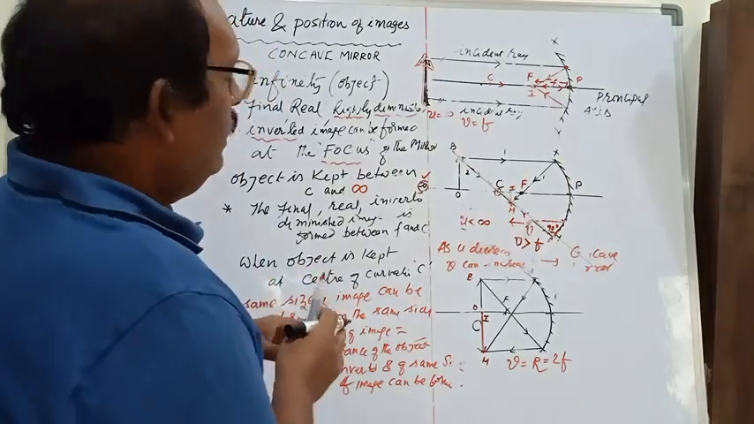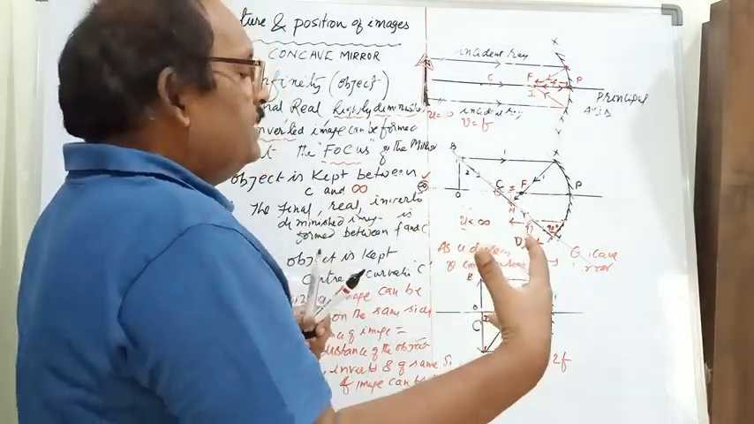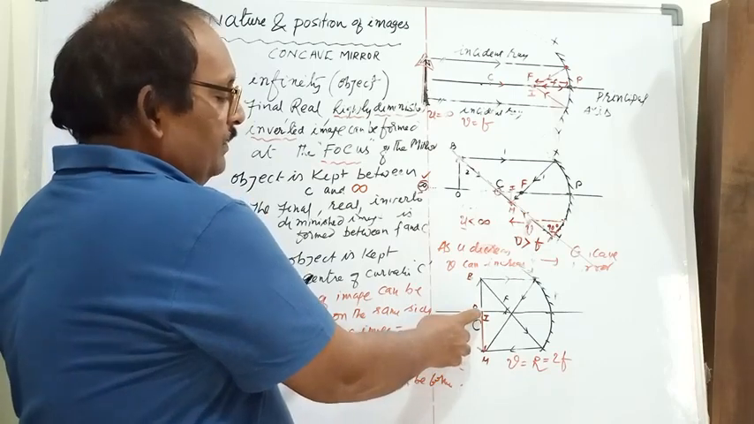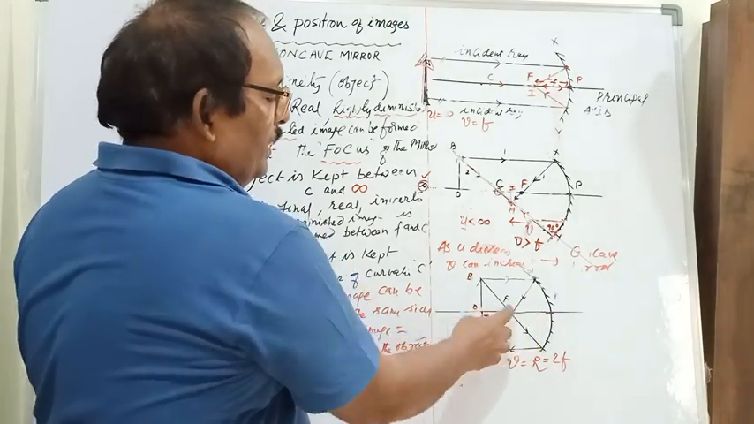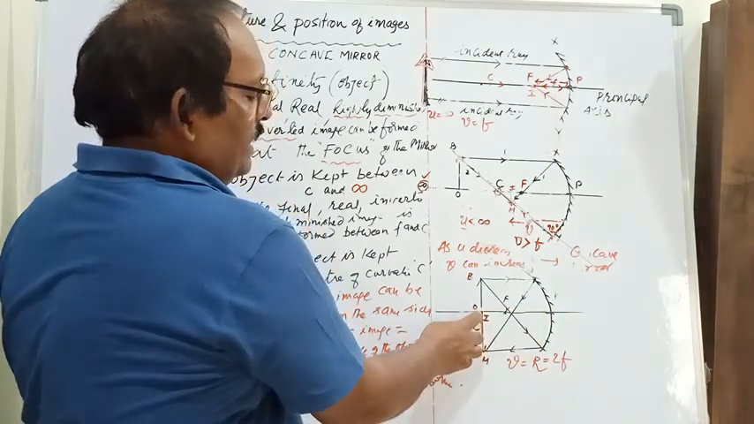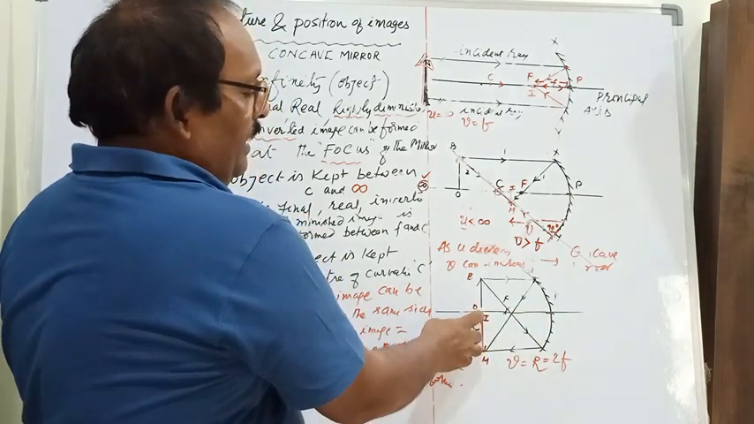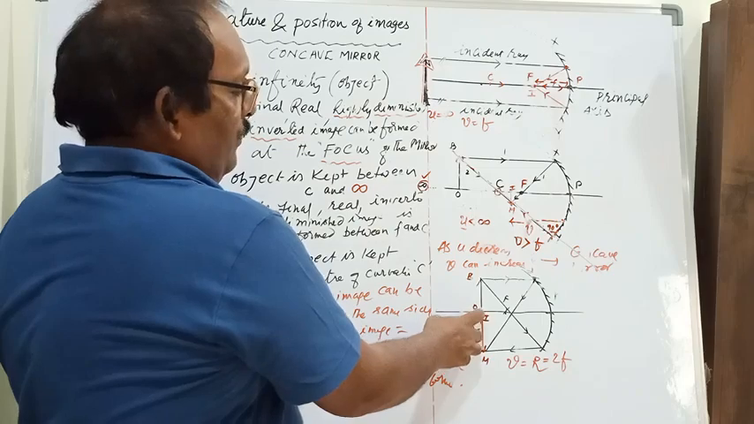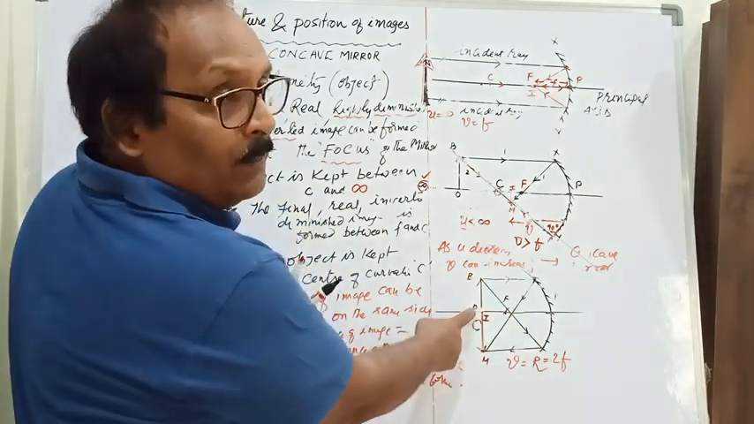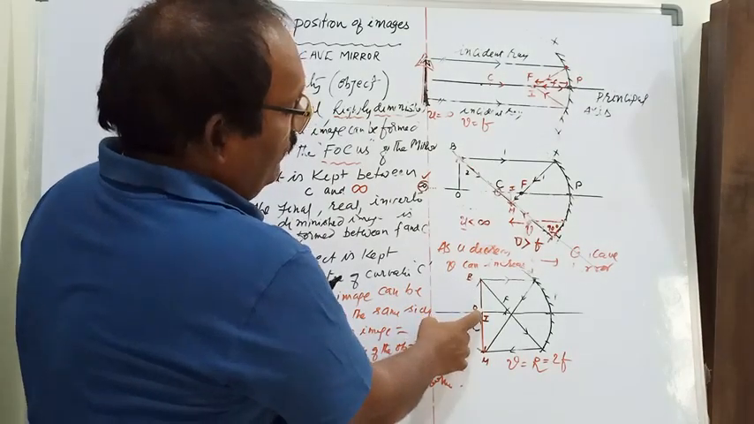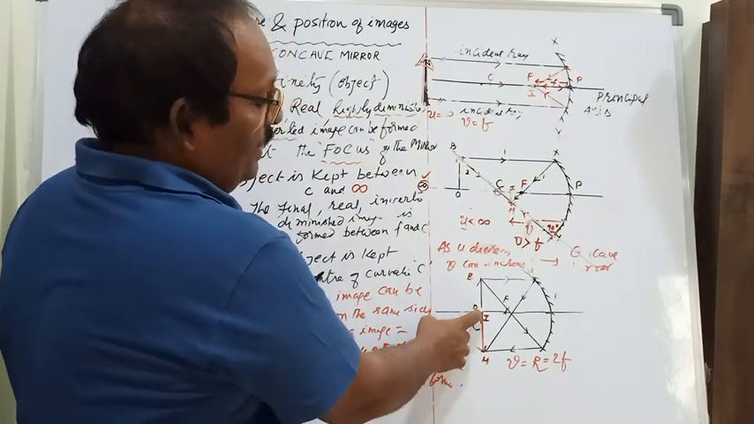Case number 3. Now I want to reduce further the distance of the object. Now the object is kept at the center of curvature, at a distance from the pole of the mirror equal to the radius of curvature. So what is going to happen when the object is kept at the center of curvature?